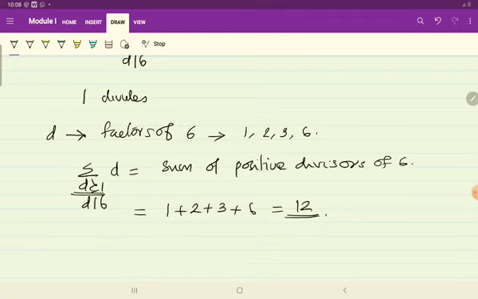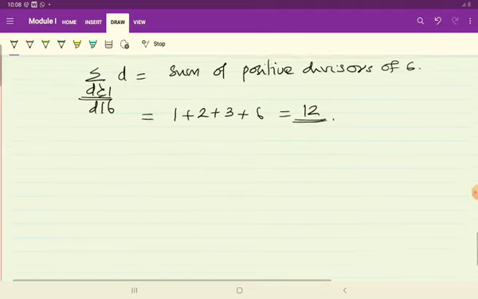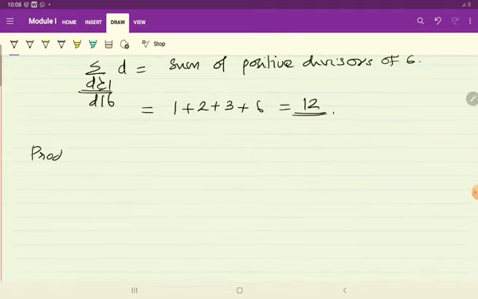Okay, so this is about the summation notation, and also we know the product notation. Next is product notation.